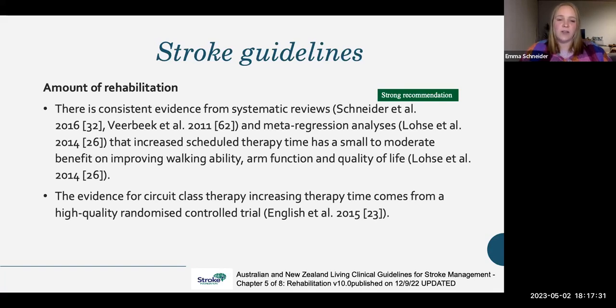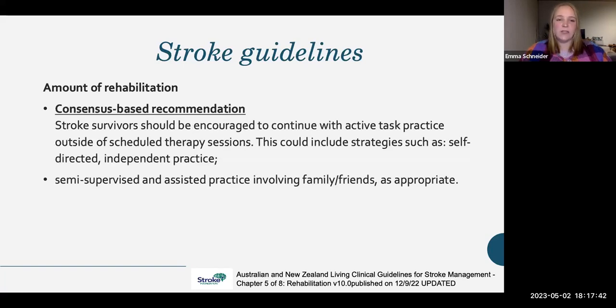And there's also a recommendation for circuit class therapy. And as Annie said, there's already a webinar available on StrokeEd around implementing circuit class. There's also a consensus-based recommendation that stroke survivors should be encouraged to continue with active task practice outside scheduled therapy, such as self-directed independent practice, and semi-supervised practice, such as groups, and supporting family, friends as appropriate. So we definitely know that this is something that we should be doing in terms of delivering practice and delivering rehabilitation.